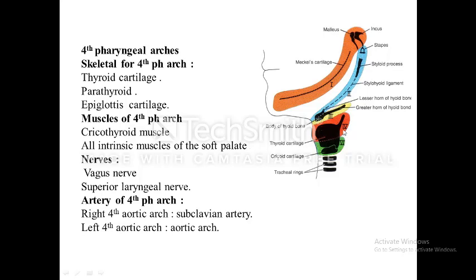النيرف سبلاي راح يغذيها راح تكون الفيجاس نيرف، يا بارت من الفيجاس نيرف superior laryngeal nerve. الارتري راح تكون from the right side from the right fourth aortic arch اللي راح ينطيني subclavian artery, and from the left fourth arch راح يعطيني aortic arch.